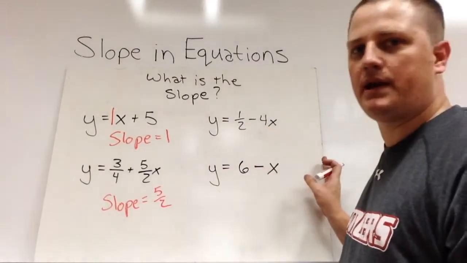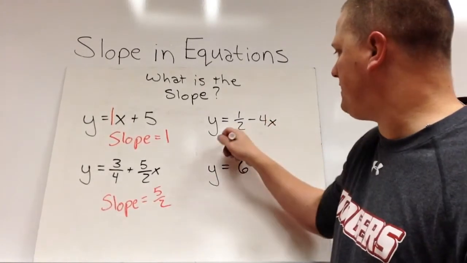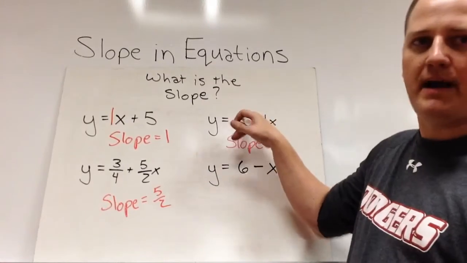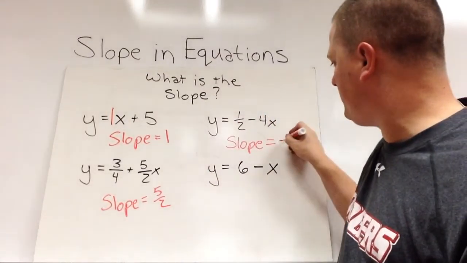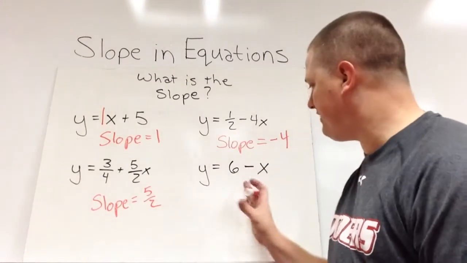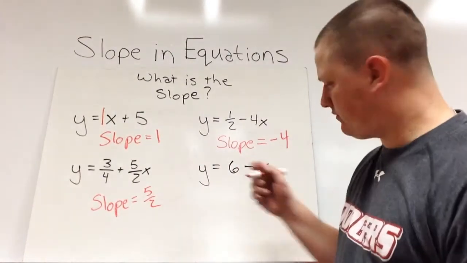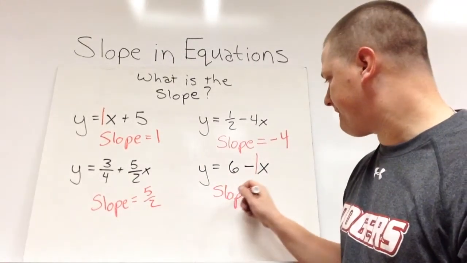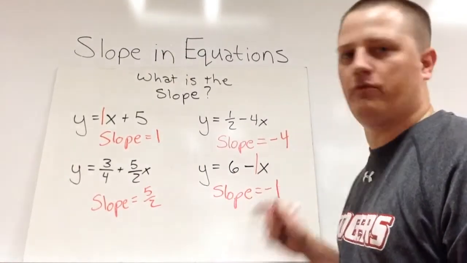Okay, now we've got this one here. Here's our x. We're multiplying with 4. But there's a minus sign in front of the 4, so this is actually negative 4. Okay, again, for this one, no number in front of x. We got that minus sign, so we need to put a 1 in front. So the slope here equals negative 1.